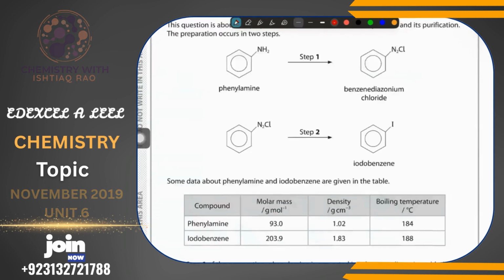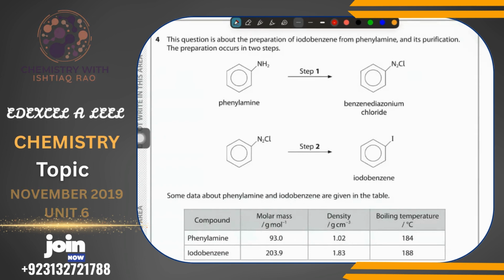Okay, see this one. Is it NaNO2 plus HCl at less than 10 degrees Celsius?